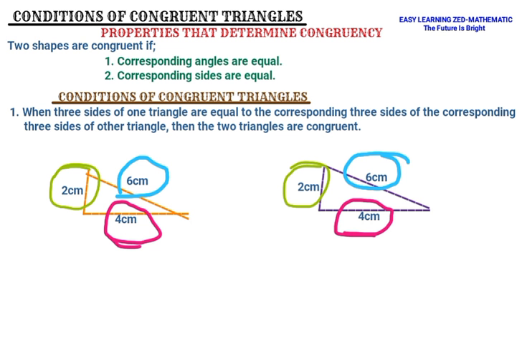Why? Because their corresponding sides are equal. So basically, this is how you identify congruent triangles using sides. Let's go to the second condition.